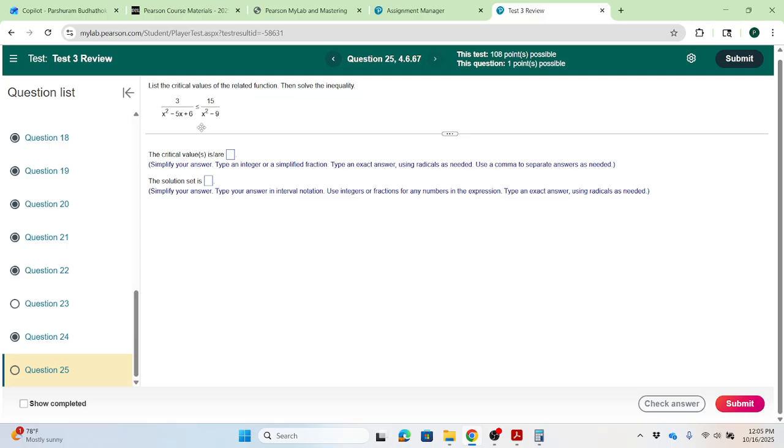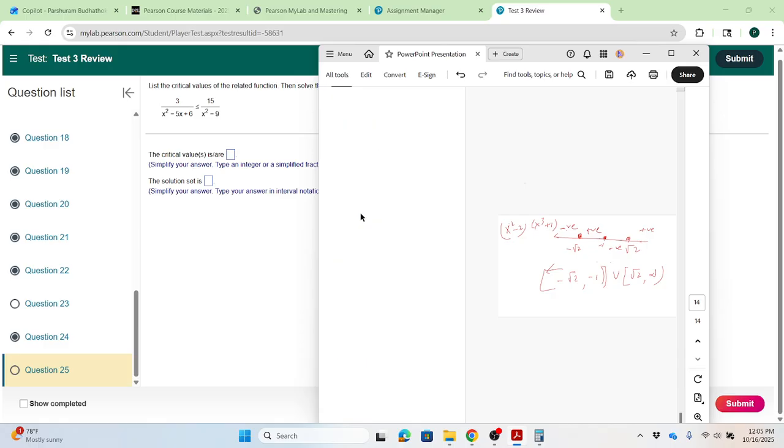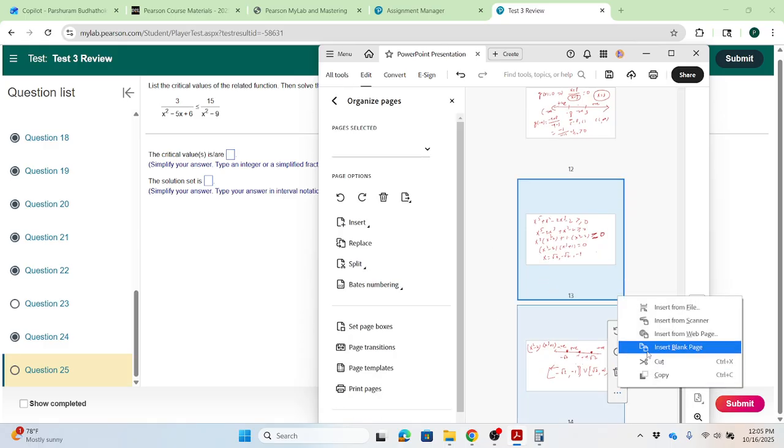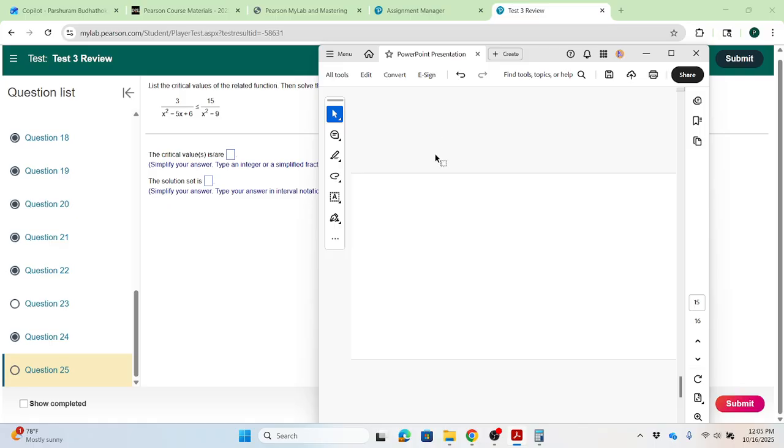Finally, the last question, it's a fraction. So find out the LCD, multiply both sides by LCD, find the critical values. So for finding the LCD, you can find the factors on the bottom, which is x minus 3 and x minus 2. 3 times 2 is positive 6. Negative 3 plus negative 2 is negative 5. Greater or equal to 15 divided by x plus 3, x minus 3.